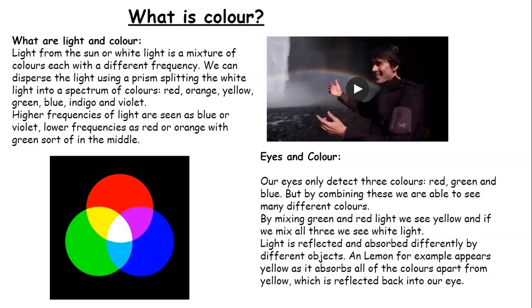Okay, now these cone cells pick up the different waves of colour. Now, if one of these specialised cells isn't working properly, you will not be able to see that colour, hence we get colour blindness. Now, light can be reflected and absorbed differently by different objects. So a lemon will appear yellow because it absorbs all of the colours apart from yellow and reflects that back into our eyes, so we see yellow.